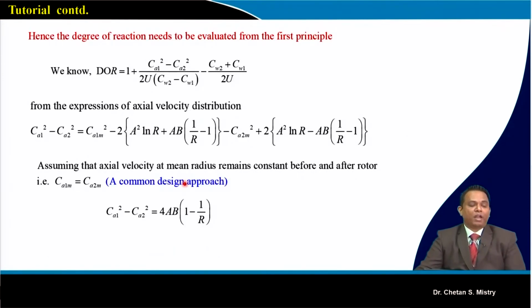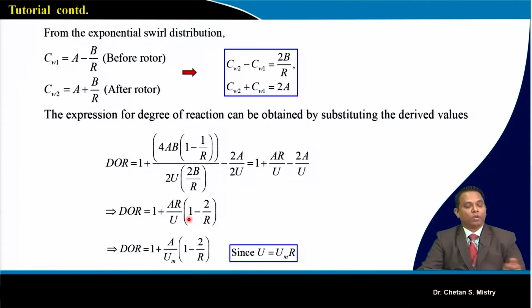So if we are looking for calculating our degree of reaction, this is the formula. If you simplify all these things together, that gives me CA squared minus CA1 squared minus CA2 squared equal to 4AB into bracket 1 minus 1 by R. Okay. Now in this case, what all we know, we are putting in our degree of reaction.